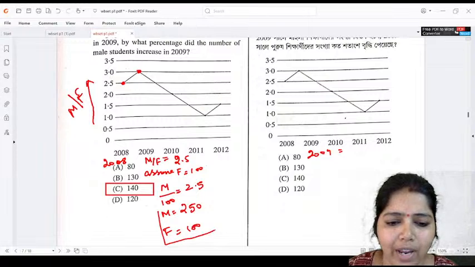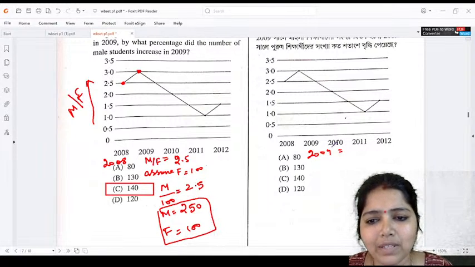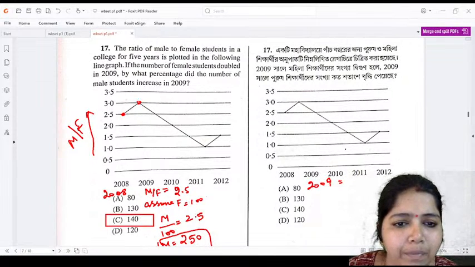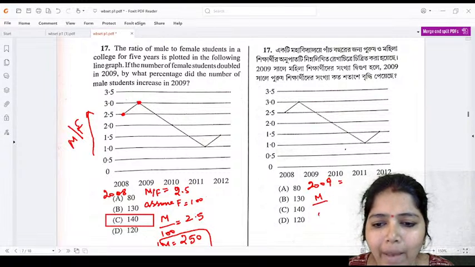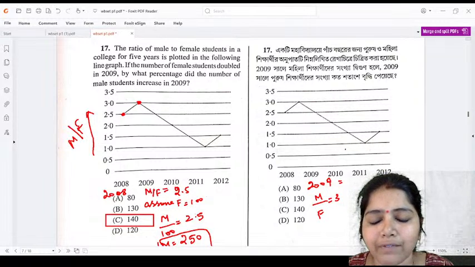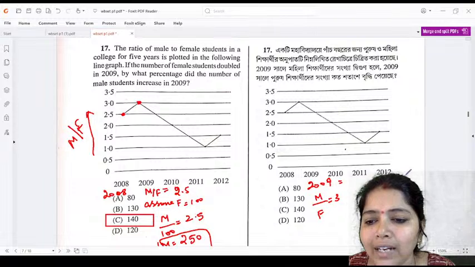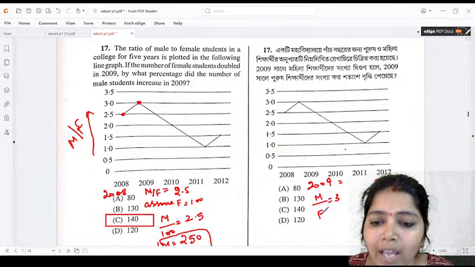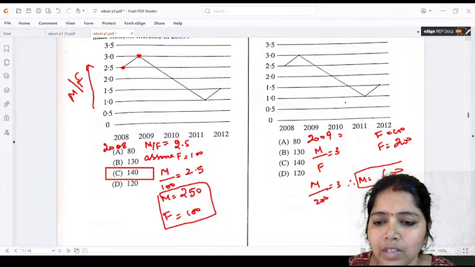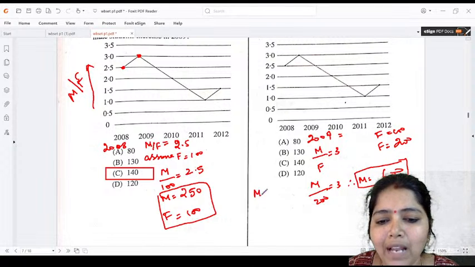This is our assumption, right? So if doubled, it will go from 100 to 200. In 2009, the ratio is 3, so M by F is equal to 3. As female is doubled from 100 in 2008, in 2009 female will become 200. So M divided by 200 is equal to 3. Therefore, the male is equal to 600. So in 2009, the number of male candidates will be 600 and the number of female candidates will be 200.